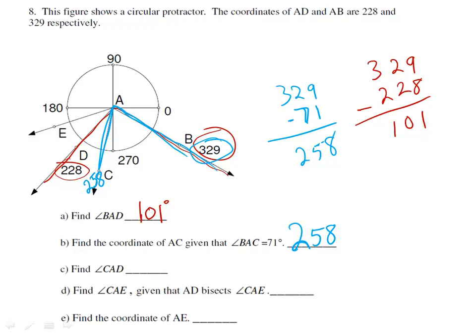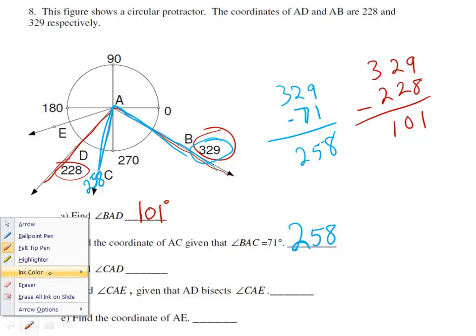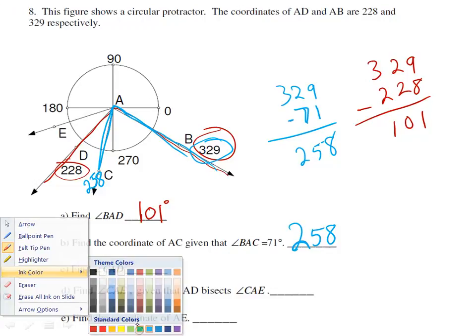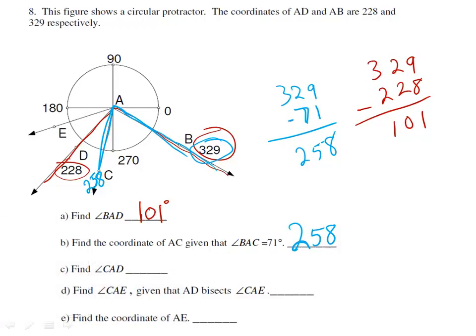Alright? Now we're asked to find angle CAD. See, now you might not know what to do if you haven't marked up your figure. Seems like a little thing, but you'd be surprised how many people don't do that. And then they don't see how they can do it because they're missing information. So angle CAD right here, positive number differences between the coordinates. It's 258, 228. So that's 30 degrees. Not too hard there.